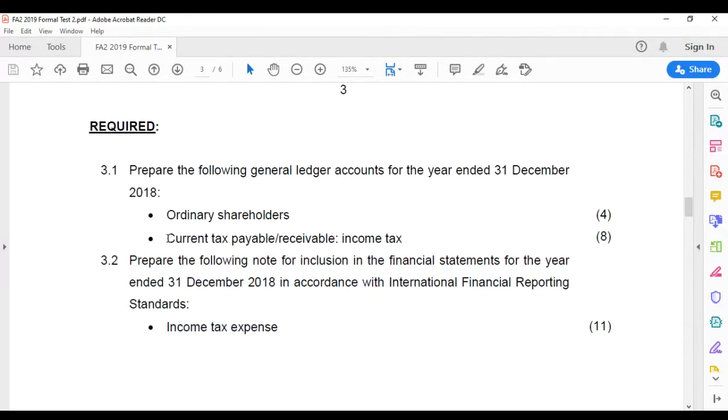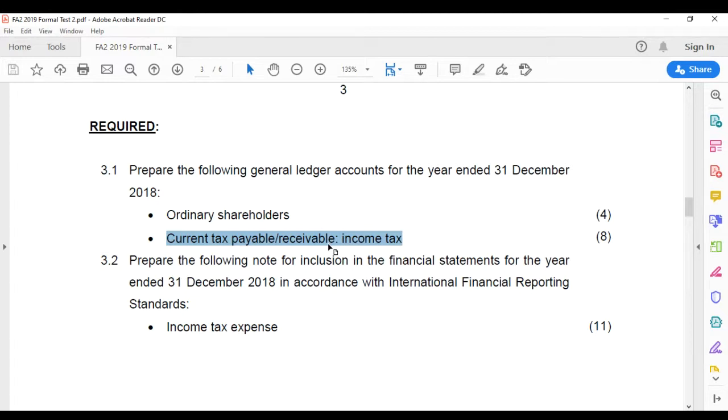Okay, so let's start with this one. Let's go and prepare this general ledger account, current tax payable if it has a credit balance, or current tax receivable if it's got a debit balance, right? So in your ledger, you can probably just call the account current tax payable / receivable. Like I said, all depends on whether it has a debit or a credit balance, whether that tax is receivable from the Revenue Service or payable to them. Bear in mind, ladies and gentlemen, that in 1 year, it is possible that it can have a debit balance, and in another year, it could have a credit balance.